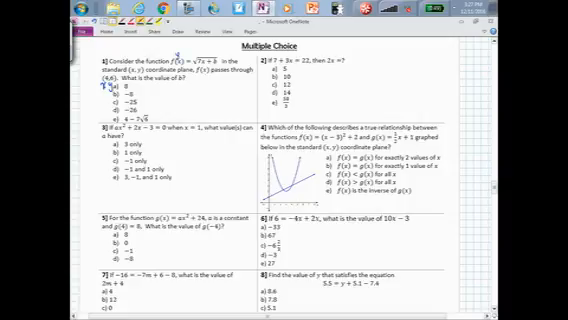Remember, this is y, so it's going to be 6 equals the square root of 7 times x, which is 4 in this case, plus b. So then this is going to be 7 times 4, which is 28 plus b. If I square both sides, I get 36 equals 28 plus b. Subtract it over, b has to equal 8.